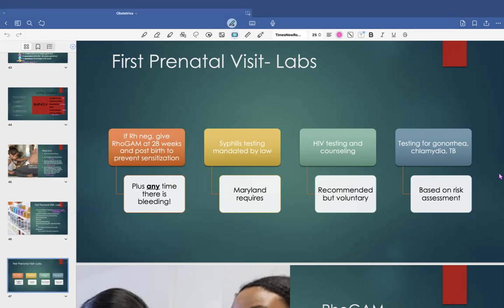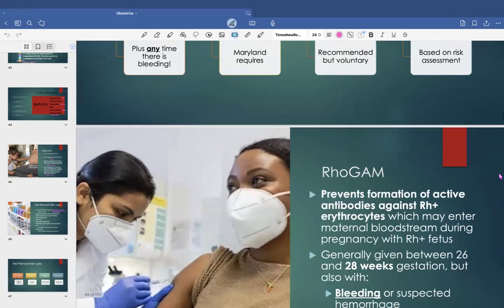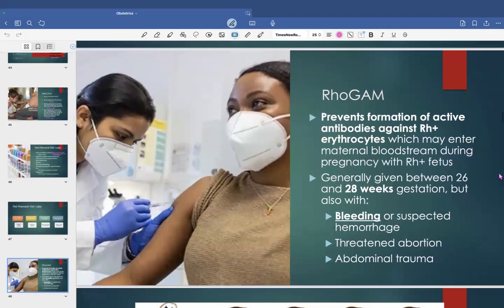So let's talk about the RhoGAM. RhoGAM prevents the formation of active antibodies against Rh positive erythrocytes, or red blood cells, which may enter the maternal bloodstream during pregnancy with the Rh positive fetus. We're going to look at that on the next slide.